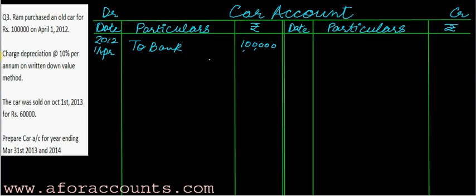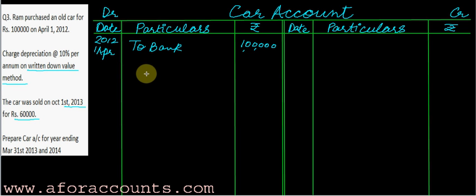Charge depreciation at the rate 10% per annum on written down value method. That is, once one example has been done with straight line value, now written down value method. So I will explain it to you as it comes. The car was sold on 1st October 2013 for rupees 60,000. Underline the date and the amount. Prepare car account for year ending 31st March 2013 and 14.